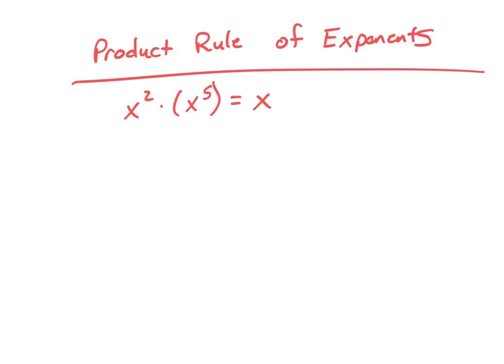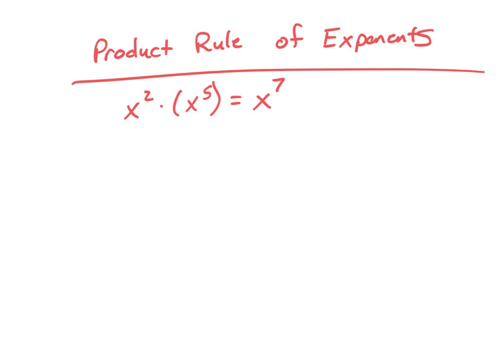X to the fifth times x to the second. X to the seventh. That's right. Okay, and the reason why is because x squared is 2 x's. X to the fifth is 5 x's. If I put all of those x's together, I really have 7 x's. So what we're doing there is we're adding our exponents. It doesn't matter what the variable is as long as the variable is the same on both.